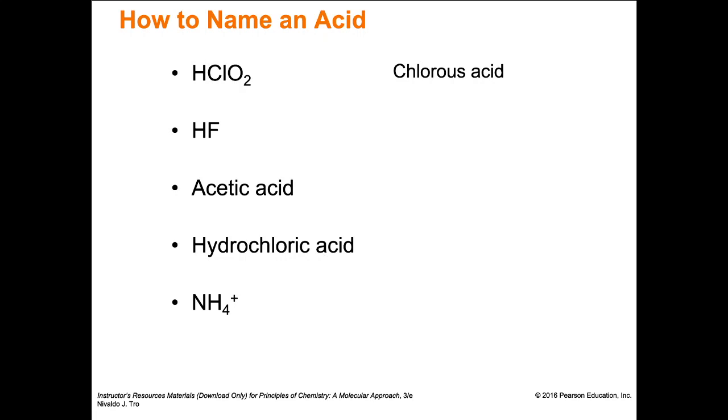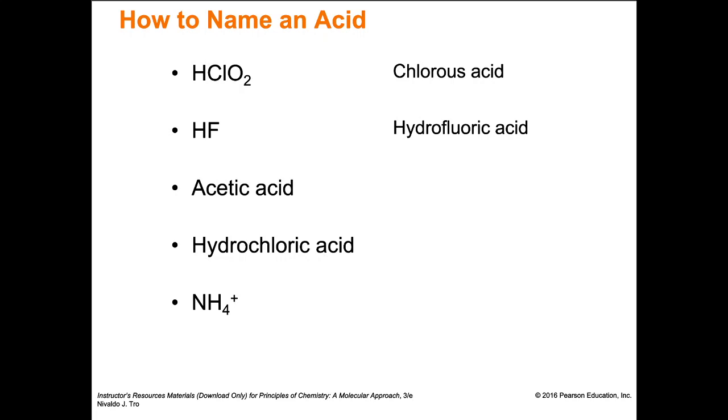Okay, so the first thing I'm going to write is hydro. When we're naming a binary acid, we write hydro. Then fluoride becomes fluoric, remember? "-ide" to "-ic." So this becomes hydrofluoric acid. Okay, the next one, acetic acid.